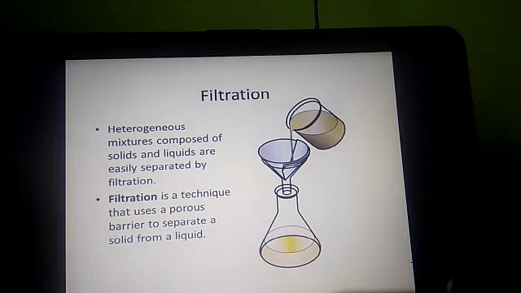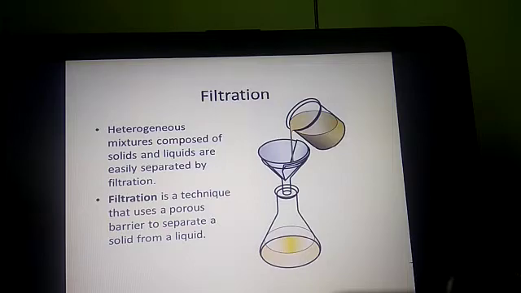So we were in the topic of pure substances and mixtures. We have discussed what a substance is, what a pure substance is, what a mixture is, types of mixtures, how mixtures are separated, and methods of separating techniques. Now we are going to discuss filtration.